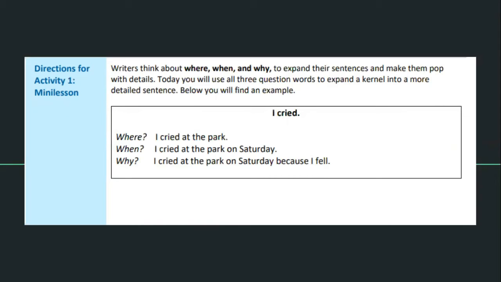Let's see what happens when I add more. Where did I cry? I cried at the park. When did I cry? I cried at the park on Saturday. And why was I crying? I cried at the park on Saturday because I fell. There's a huge difference between I cried and I cried at the park on Saturday because I fell. The second sentence tells my reader a lot of information and paints a much more colorful picture in their head about what I'm talking about.